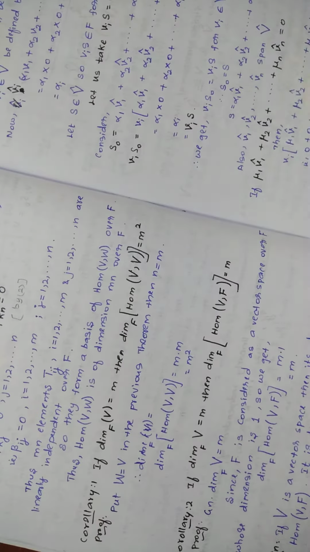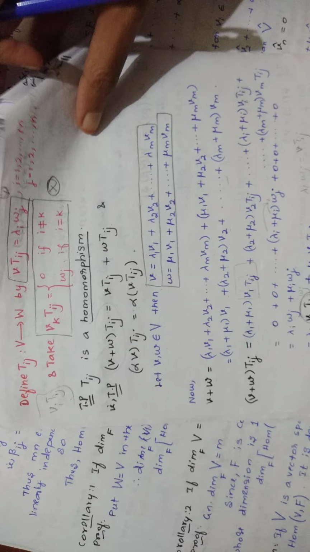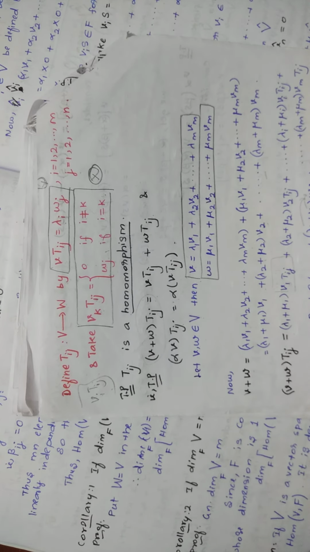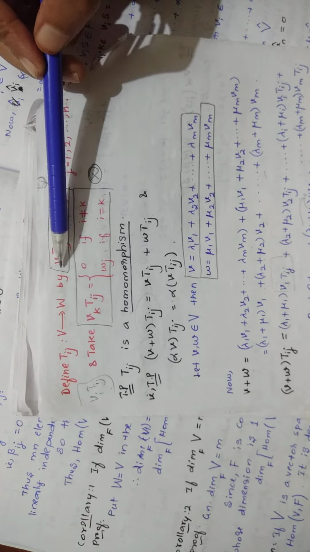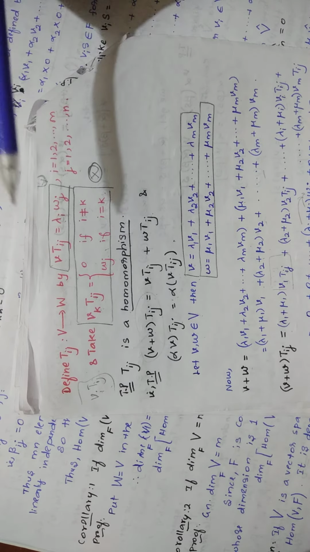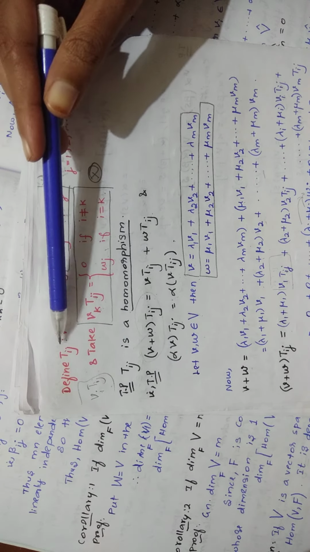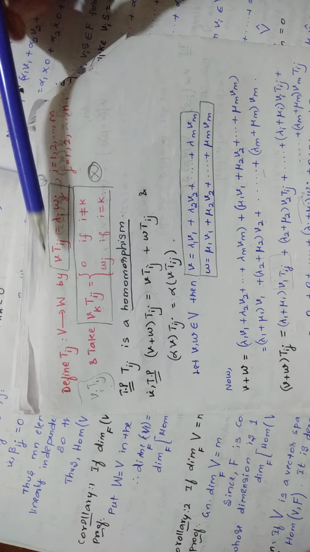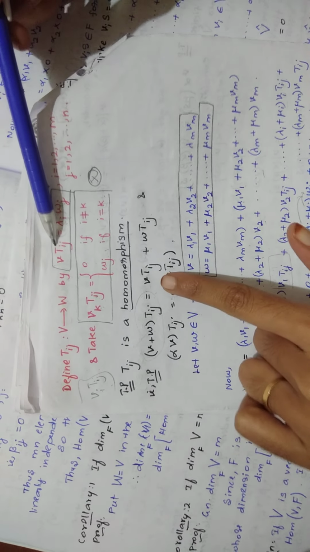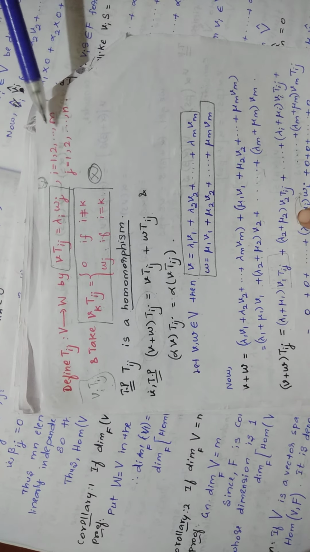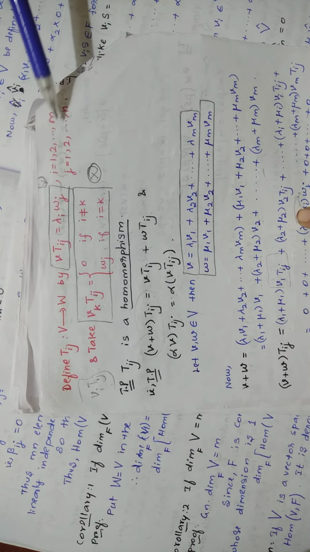Next, you are defining two things. First, you are defining a map. After that you are defining a condition. So have a look at this. You define Tij from V to W, that is from vector space V to W, by v Tij equals lambda i wj, where i is equal to 1 to m and j is equal to 1 to n.